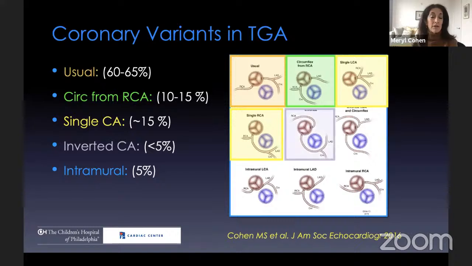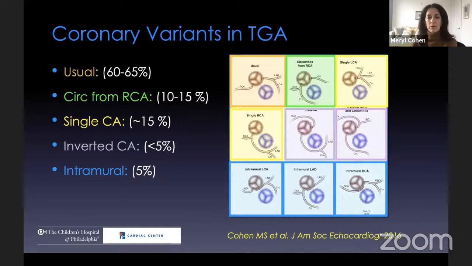You can have quite funky inverted coronaries where the left coronary is coming from the right-facing sinus and the right coronary is coming from the left-facing sinus, or variations on that. And then, of course, the one we always worry about, which is the intramural, when the coronary artery passes between the aorta and the pulmonary artery.